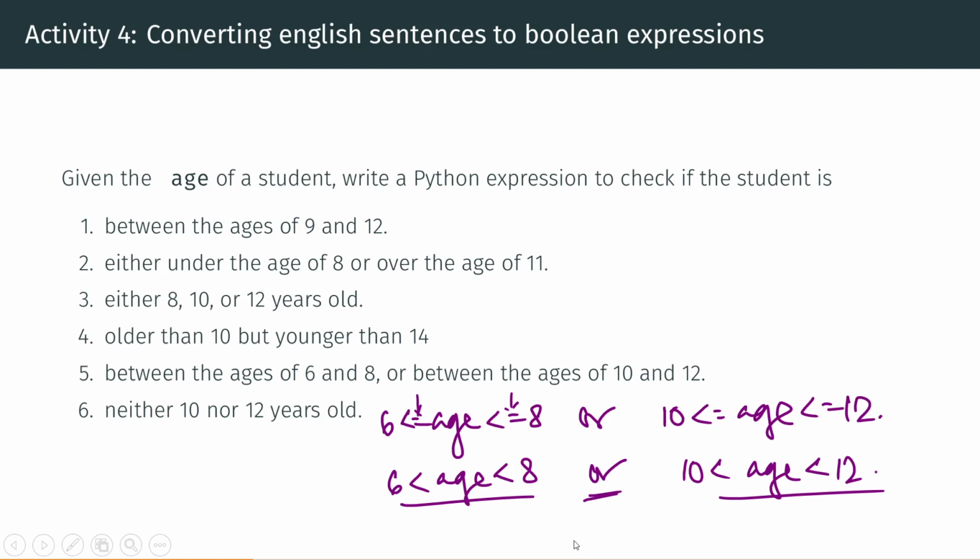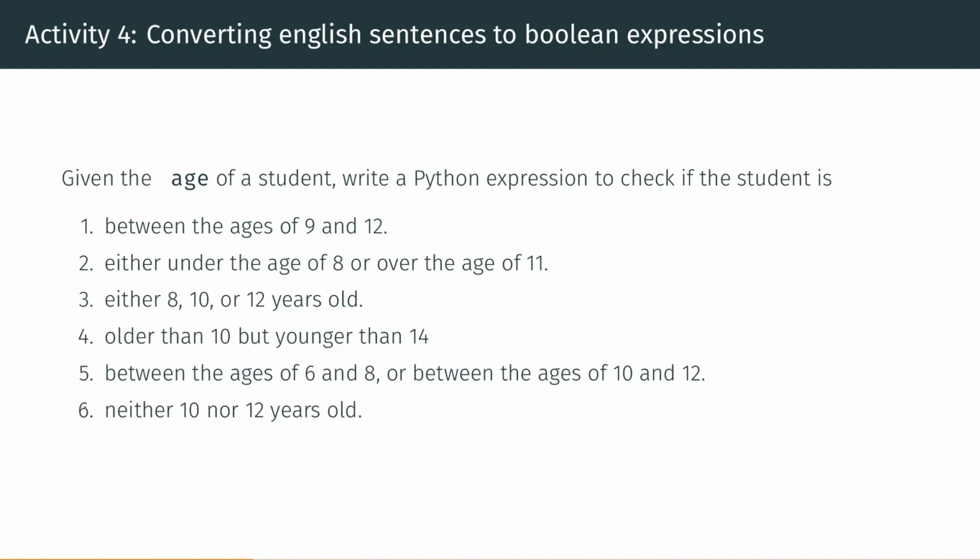So you're checking these two ranges and then combining these two expressions with an or operator. The last one, the sixth one, wants to check if the age is neither 10 nor 12 years old. When you have neither, it hints towards a not operator. Neither-nor is often used for the not operator. In this case, I want to check that it's neither 10 years old nor 12 years old. Or you could also do not equal to.